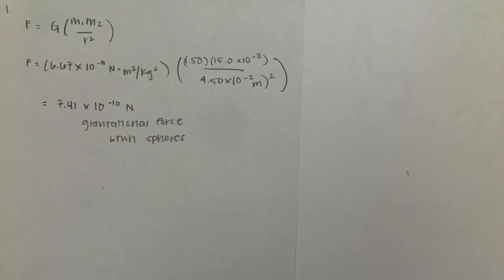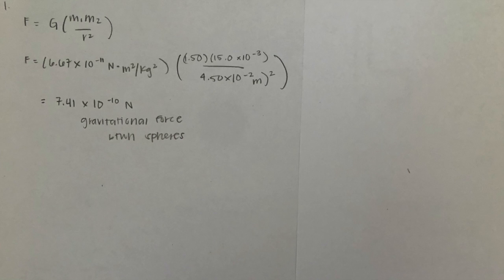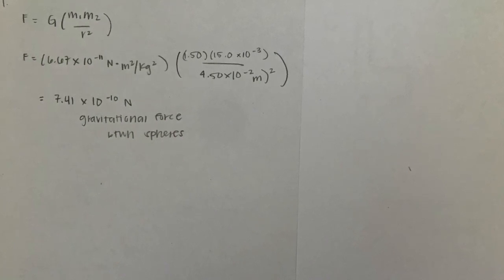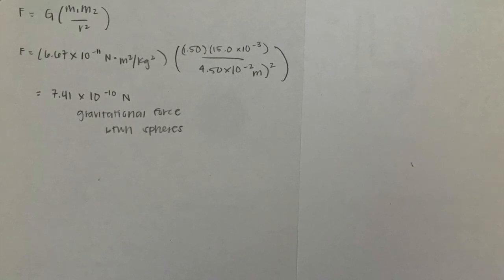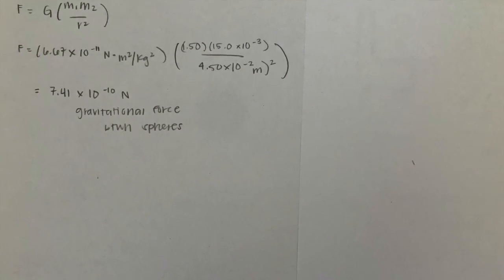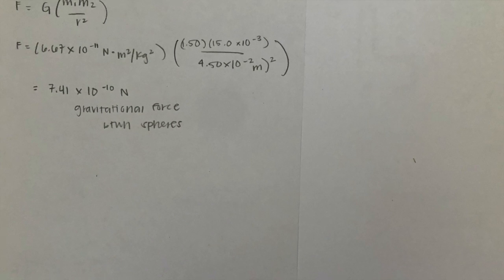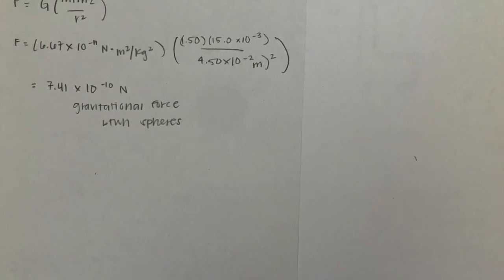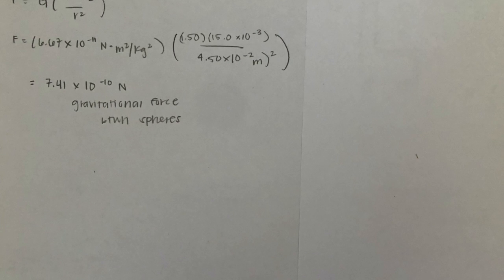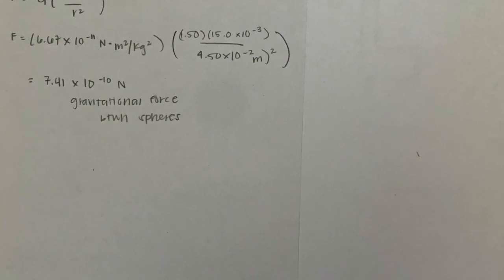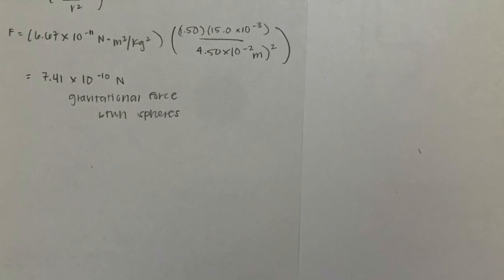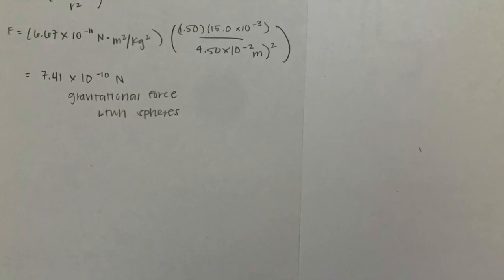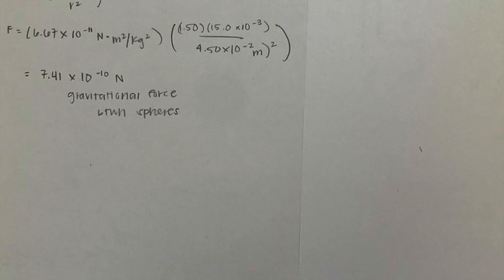So G equals 6.674 times 10 to the negative 11th newtons times meter squared over kilogram squared. So I implemented that into the equation and then put in the masses of the two different spheres and then plugged in the radius, that is the distance separated between the two masses, and I got F to equal 7.41 times 10 to the negative 10th newtons.